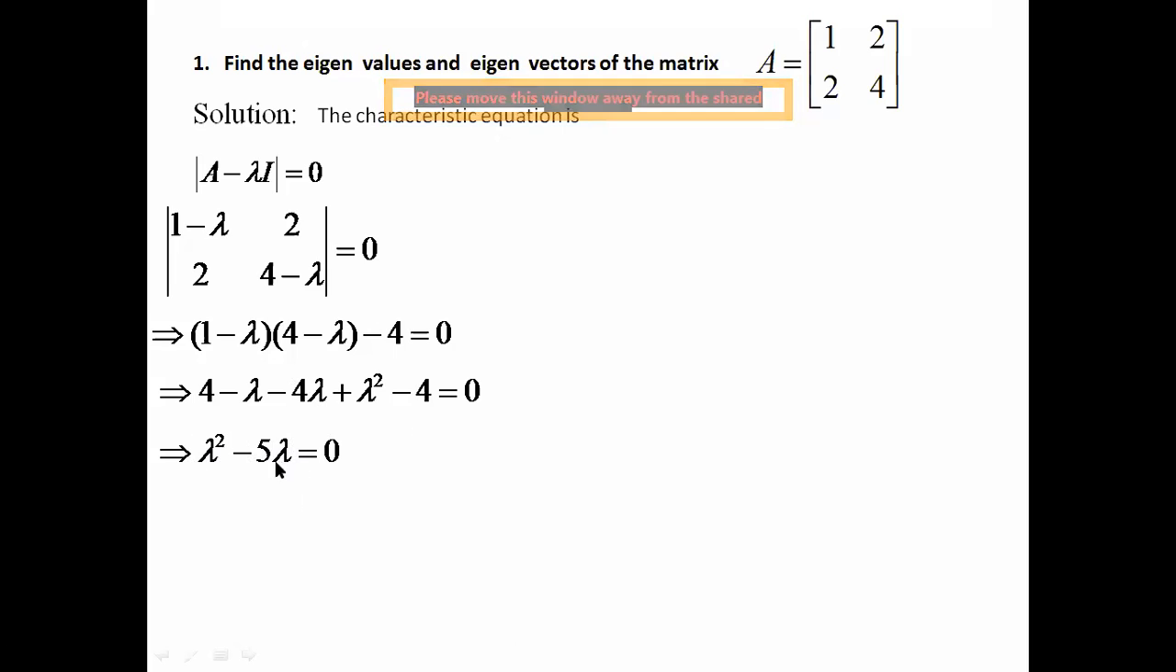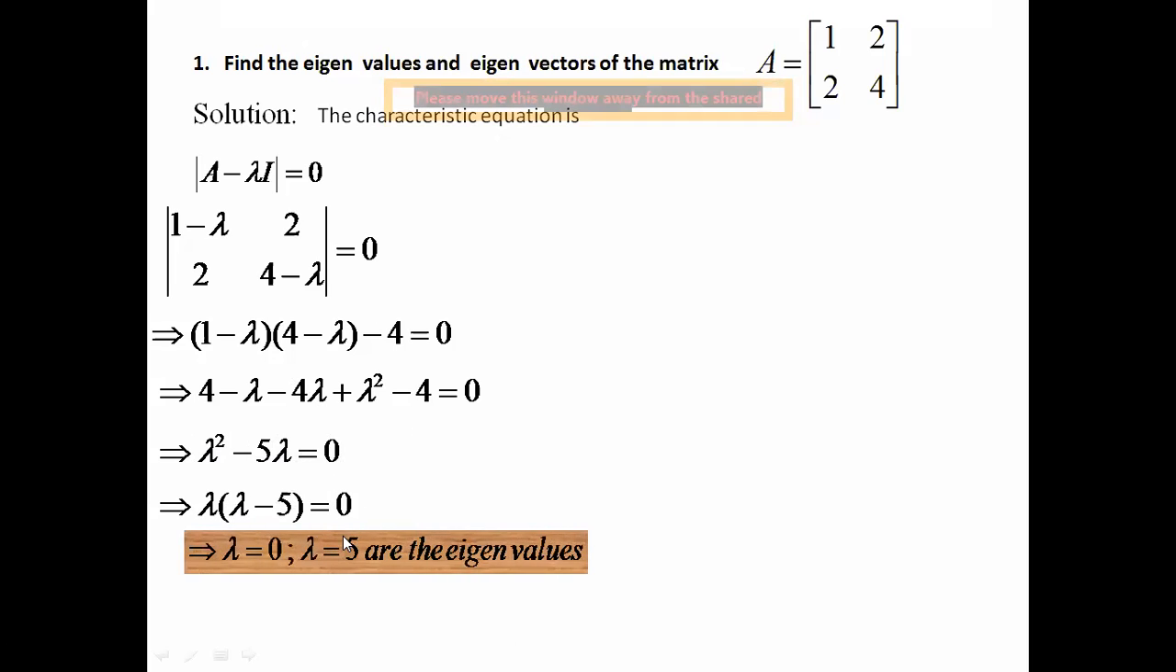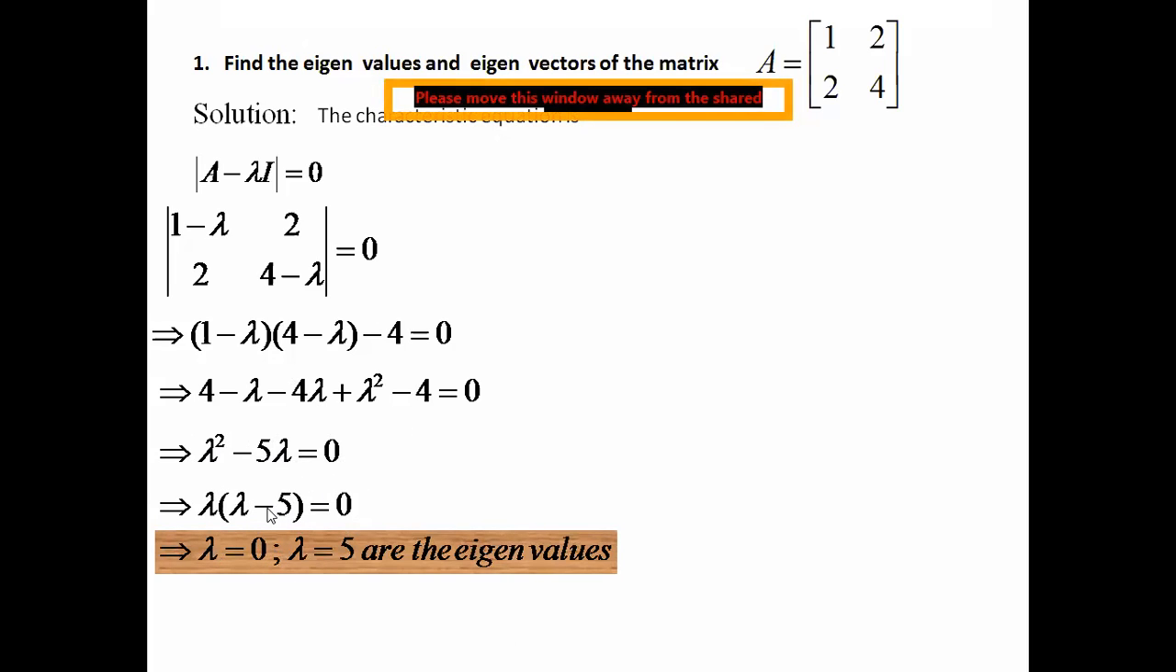Otherwise, we can manually find it. Here lambda is common. If we take it outside, we get lambda into lambda minus 5 equal to 0. This product is 0, which means either lambda is 0 or lambda minus 5 is equal to 0. So lambda is equal to 0, one value we get. Lambda minus 5 is equal to 0 means lambda is equal to 5. These are the eigenvalues of this matrix.